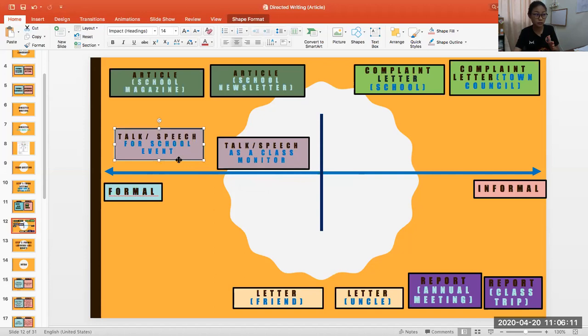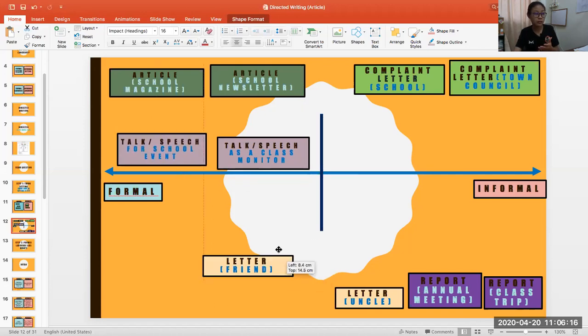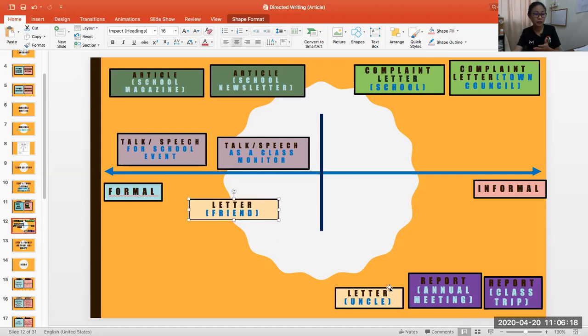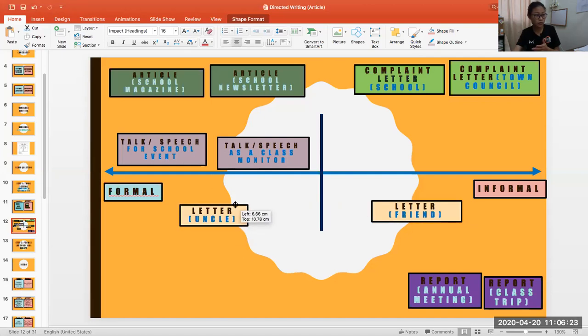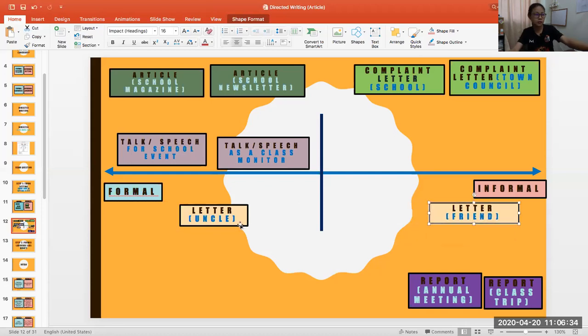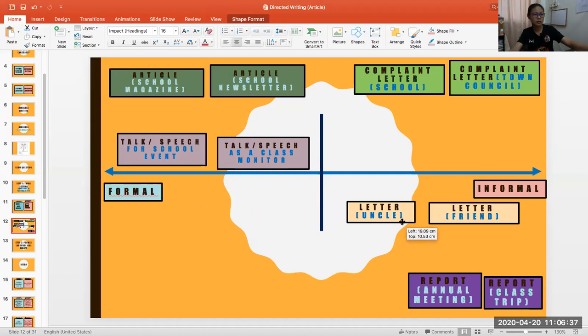Right? Okay. So then probably you will put it here. Again, friend, a letter to your friend here, if you look at this. So before this, from your teachers, they will tell you, okay, if it's a letter for a friend, then informal. If it's a letter for uncle, also informal, right? But then you want to consider your setting.